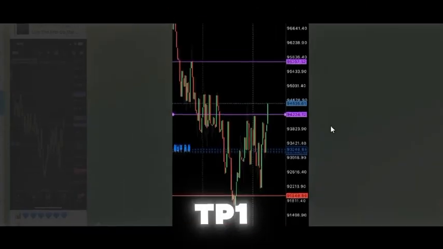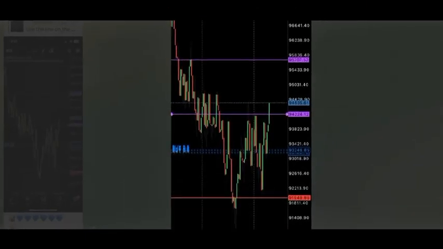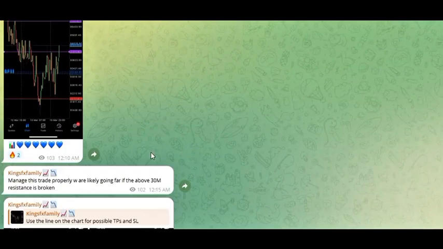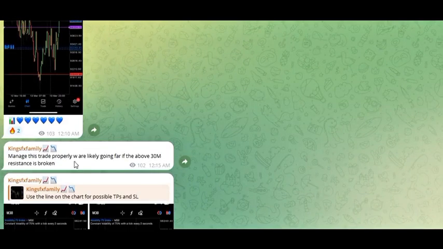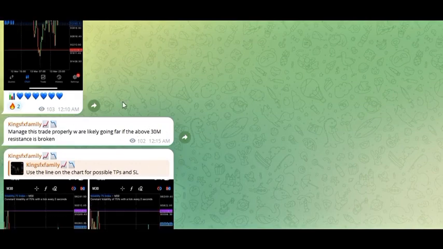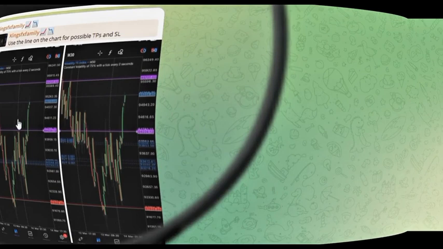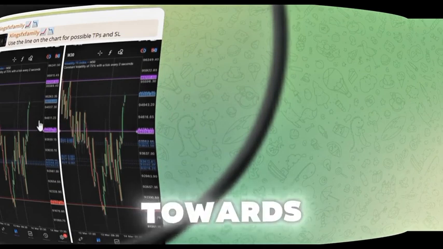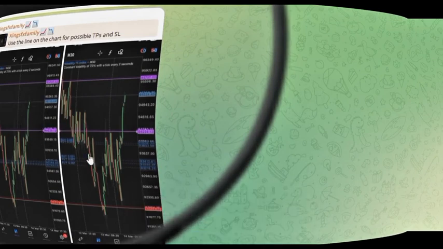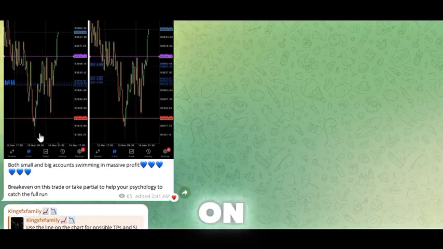So after that, the price started pushing in our favor, and you can see right here we hit our TP1. I also updated them to manage the trade properly. I gave them a few things in terms of the resistance on the 30 minutes time frame, and right here the price keeps spiking up towards our TP2, both on the small account and also on a bigger account.